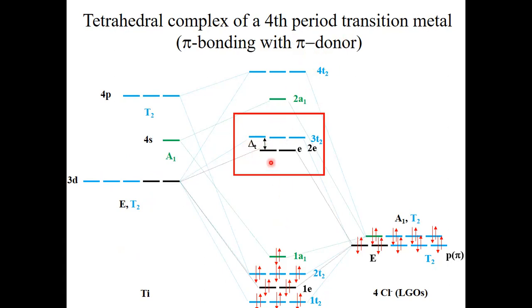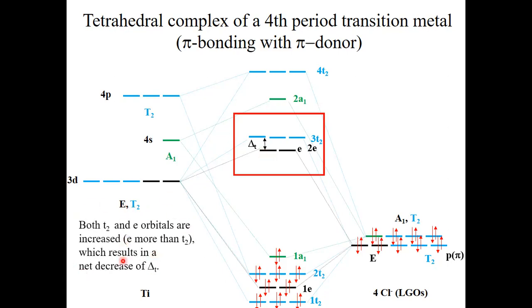Now we can analyze what happened to our delta T because of the pi donor interactions, and you see that it has actually decreased. Like in the octahedral case, where the pi donor interactions lead to a decrease of delta O, the pi donor interactions in the tetrahedral case lead to a decrease of delta T. This is summarized here.